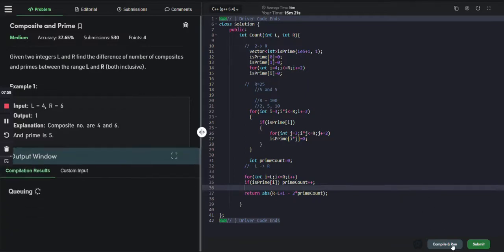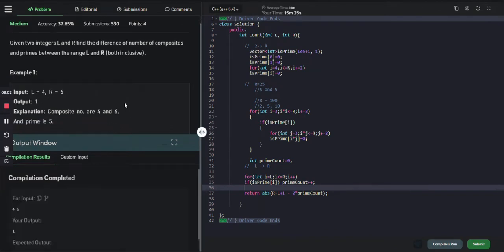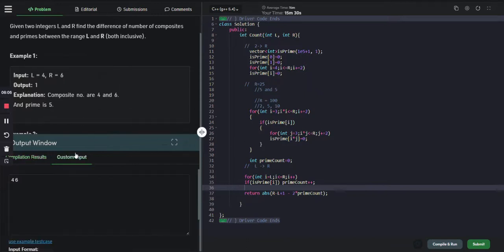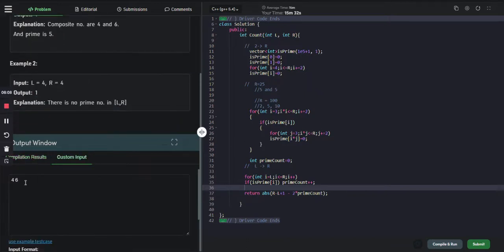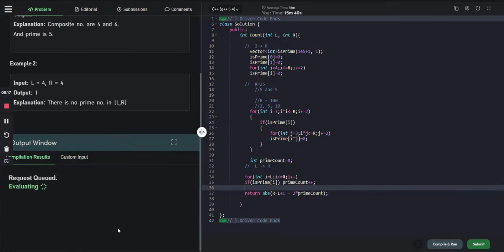So if I compile and run this code and see if this is working for the sample cases, it is working for this case. Let's try example 2 also. For example 2, we have L as 4 and R as 4. Let's try it out. It's working for this case also. So let's submit it now.